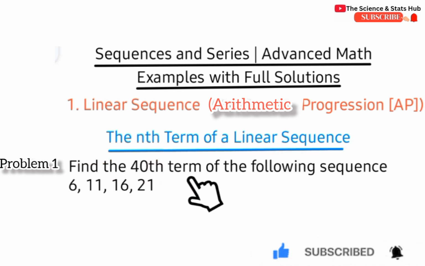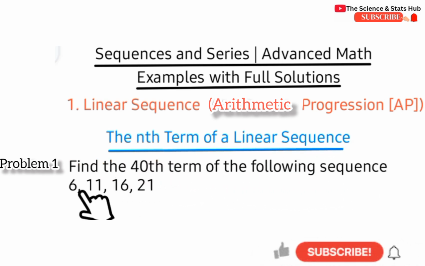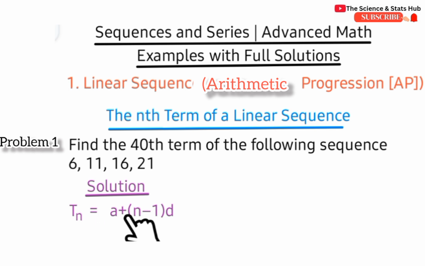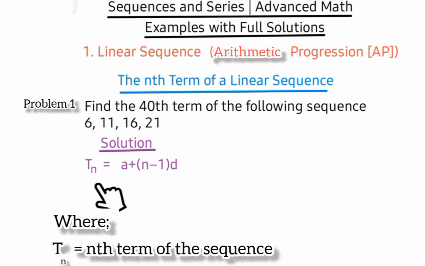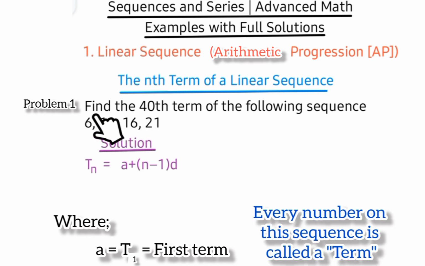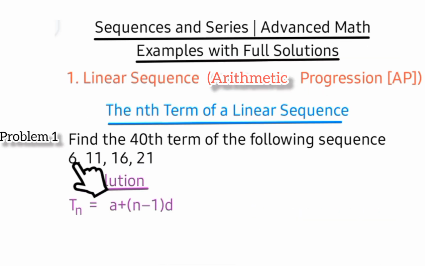Find the 40th term of the following sequence: 6, 11, 16, and 21. The nth term of our linear sequence is gotten using this formula: Tn equals a plus (n minus 1)d, where Tn means the nth term of the sequence, a is the first term of the sequence. Every number in this sequence is called a term. So the first term, being the first number in this sequence, is 6 and is designated by a, or T1.